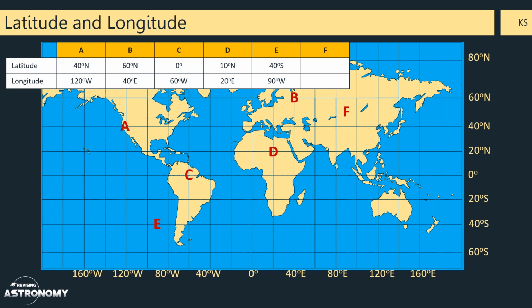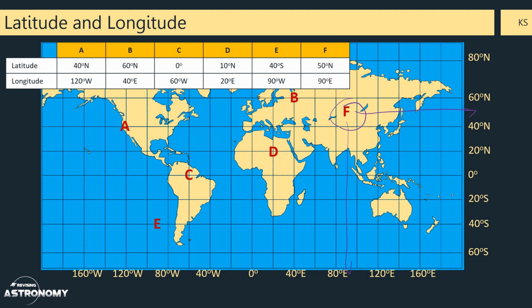And then finally F over here. So we can see F is right in the middle of two lines, so a similar line over here. So halfway between 40 and 60, so 50 degrees north. And coming down here, we can see we're in a similar position to last time. So it's halfway between 80 and 100 degrees east, so it would be 90 degrees to the east.